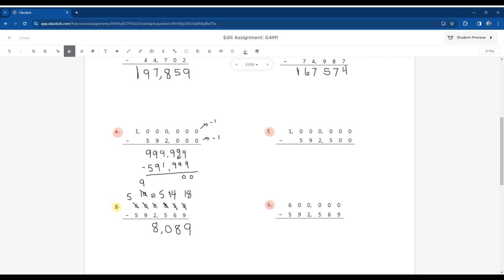9 minus 9 is 0. 9 minus 9 is 0. 9 minus 1 is 8. 9 minus 9 is 0. And 9 minus 8 is 4 to make 408,000, which is the exact same answer we got from before.